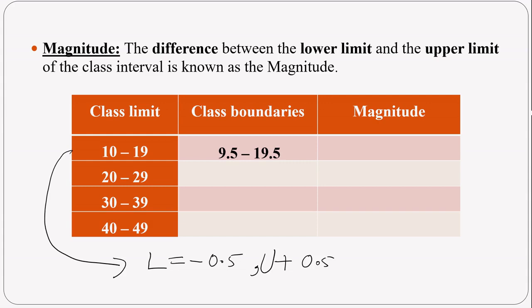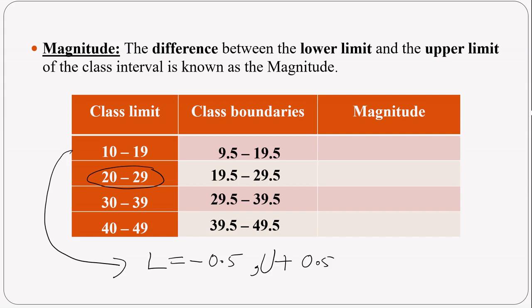In the same way we do it for the second, that is 20 and 29. So 20 minus 0.5 is 19.5, and 29 plus 0.5 is 29.5. This is the second answer. The third one is 29.5 and 39.5. The fourth one is 39.5 and 49.5. So this is how you need to find the class boundary. Please remember, there are no decimal places in the class limit, so you need to subtract 0.5 from the lower limit and add 0.5 to the upper limit.